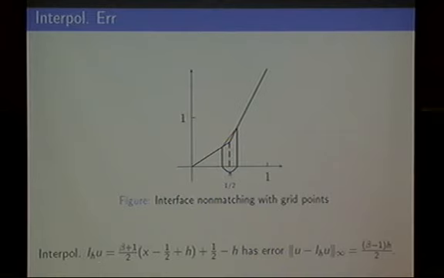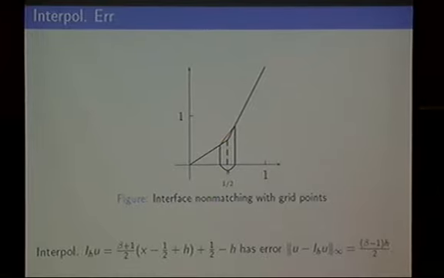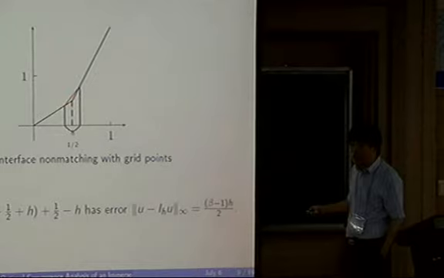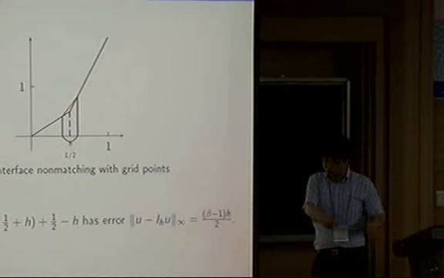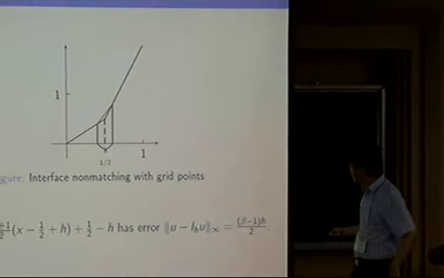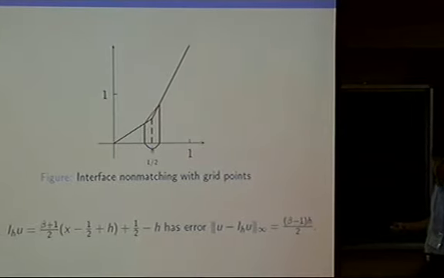You can actually compute it. This is the interpolation using the two points, and the exact solution is known. So if you take the maximum error, it's beta minus something over 2 times h. The thing is this beta. If beta is small, it's alright; it's h times some constant. But if beta is very large, like 1,000 on one side and 1 on the other side, then the error is huge.